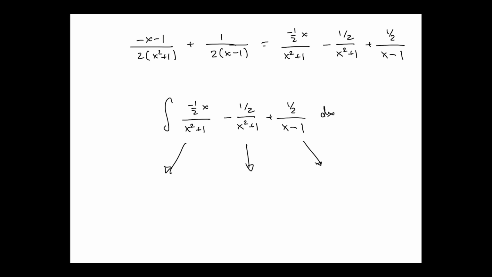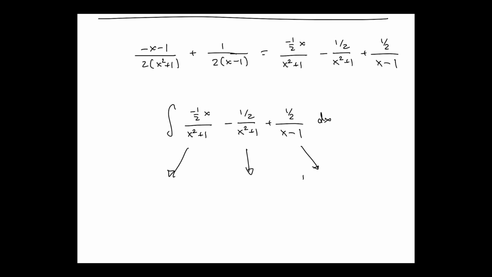Let's actually start at the far right. What technique is that going to use? Yes? No? No idea? You just do it, it's a logarithm, right? So that's basically du over u. So this one just becomes 1/2 natural log of x minus 1, right? Okay, so that one's easy.